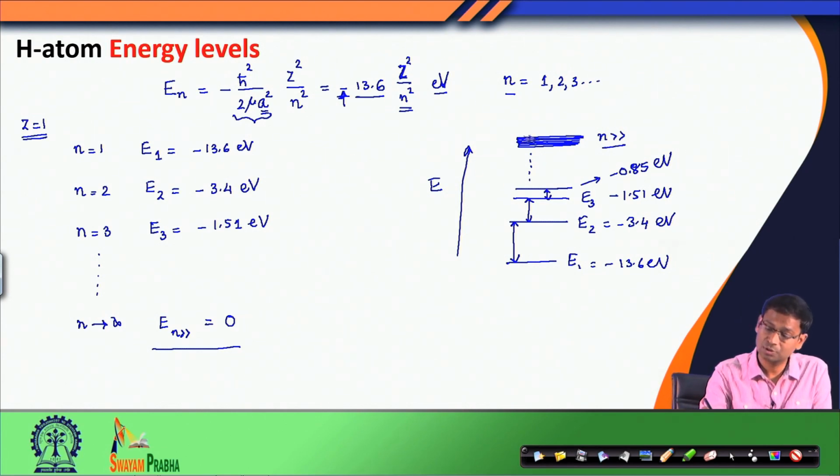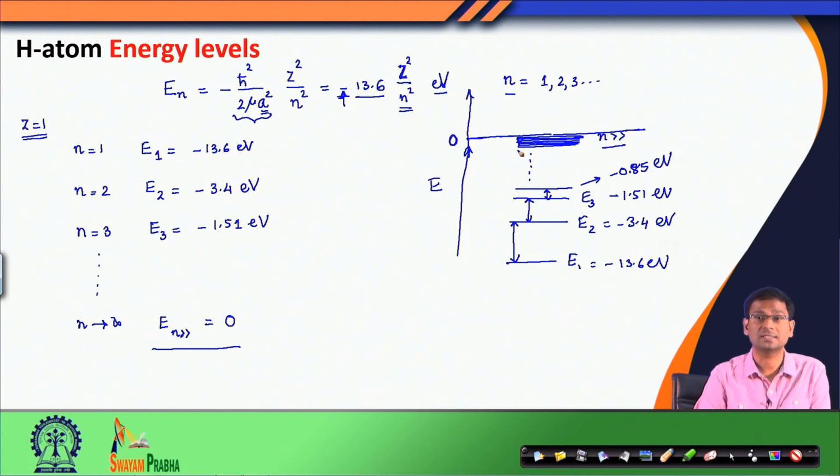And this would terminate even when n goes to a very large value. If I continue this on my energy axis, so this is my energy 0 axis, all these energy levels will terminate when energy is 0. That is because when n goes to infinity, the energy is 0. So, all the states of hydrogen atom have negative energy.